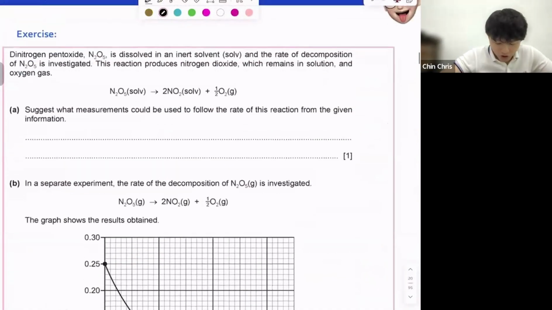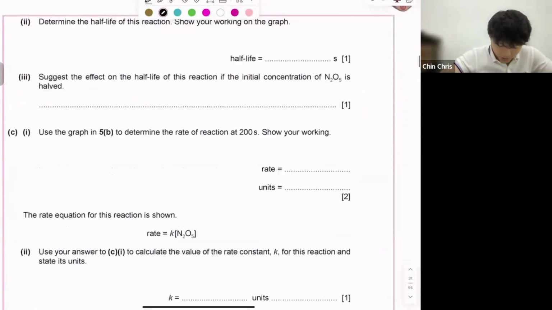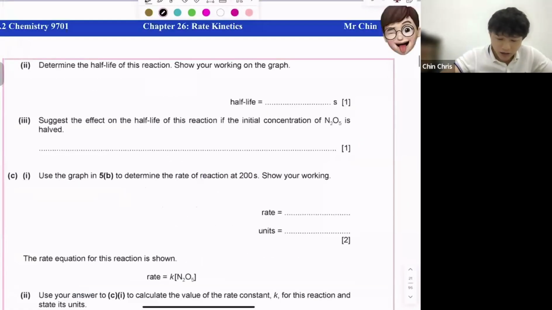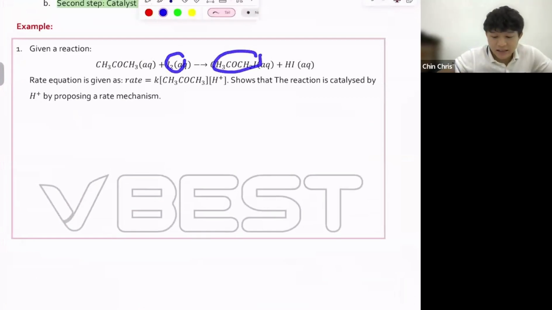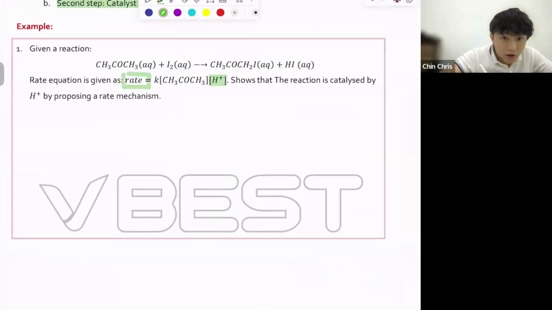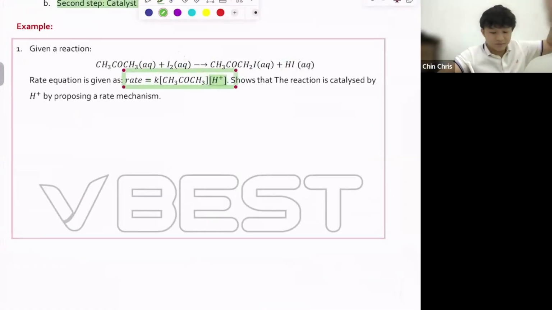So guys, I will show you one example. I have this equation, CH3COCH3, this is propanone, plus I2, I get this product and HI. The rate equation is given as shown. Do you see that out of nowhere you have an H+? Why is there an H+? The reason being, this H+ is a catalyst.